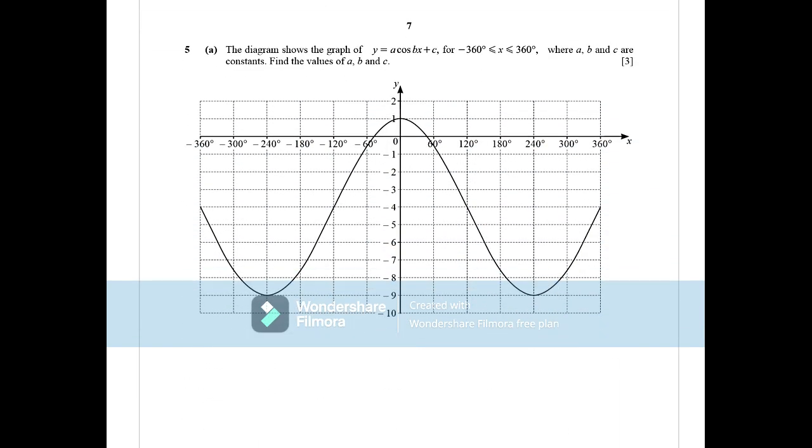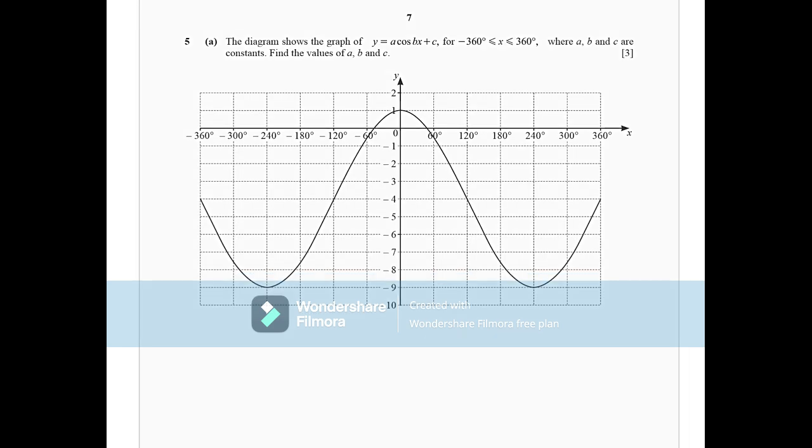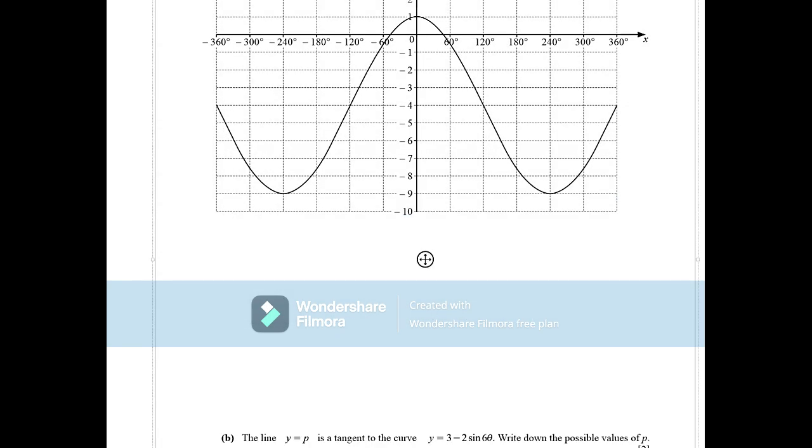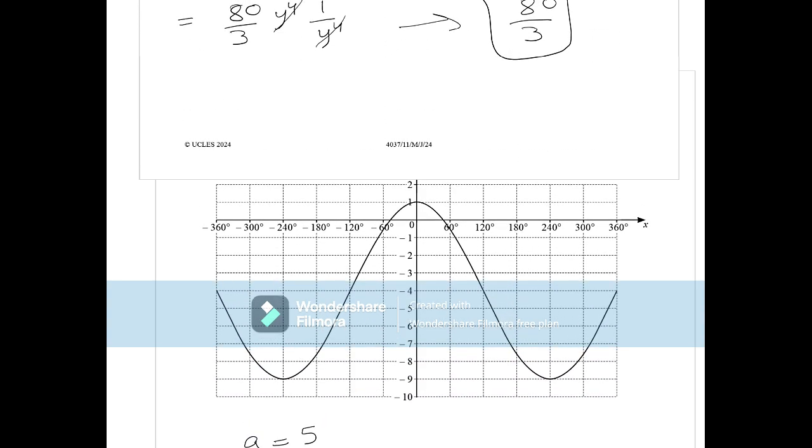Question 5. The diagram shows this, where a, b, and c are constants. Find the values of a, b, and c. So a is your amplitude. First of all, you need to find the middle line. It goes from minus 9 to 1. So minus 9 and 1, then the middle would be minus 4, and then your amplitude would be 5. So a is 5.